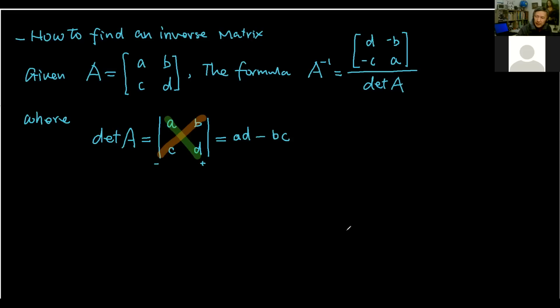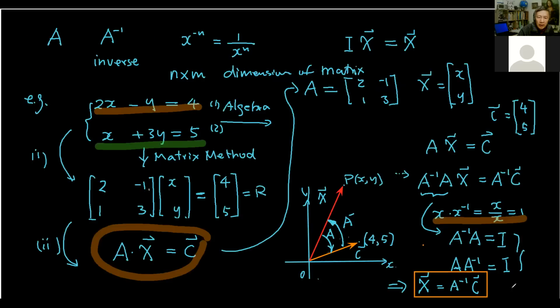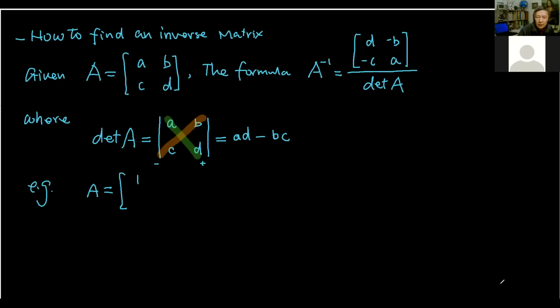Now, can you go back to pick up that example? What is our matrix? Do you remember the matrix A we picked? It was 2, negative 1, and 1, 3. Yeah, it's 2, negative 1, and 1, 3, right? Do you want to try how to find the inverse of A in this particular example? Just use this formula.